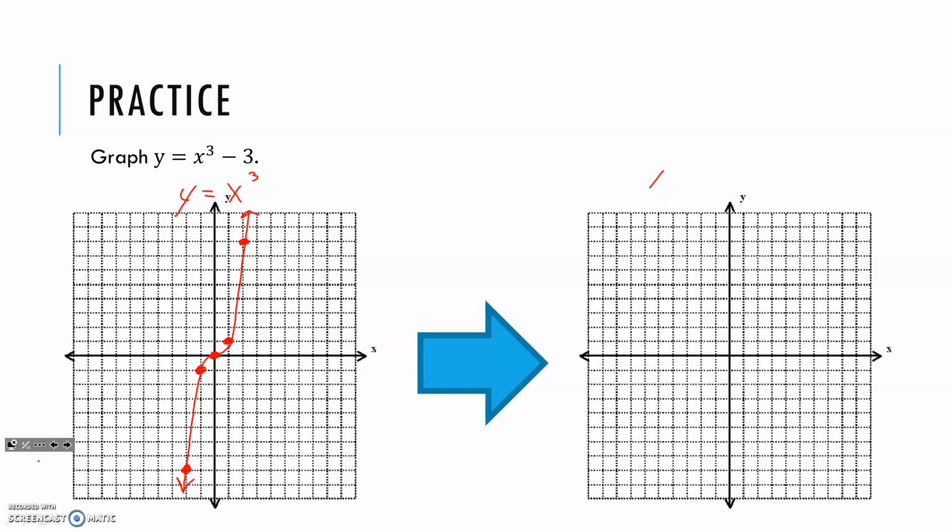Now the next thing I'm going to do is look at that -3. Where is that -3? Is that on the inside or on the outside? Hopefully your answer is that it is on the outside. Why is that on the outside? Well, because there are no parentheses on that. The only way it can be on the inside is if it is inside of parentheses.